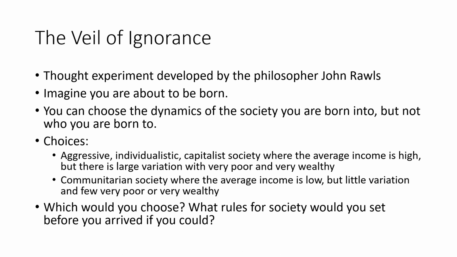On the other hand, you could be born into a communitarian society where the average income is going to be low, but there's little variation. There's very little difference between the very poor and the very wealthy. And maybe there are a lot of social safety nets in place for even the very poor, so nothing bad is going to happen to them. So which would you choose? Would you roll the dice and go with the aggressive individualistic society where most likely you're going to live a really good life, but there's a small chance that you will suffer greatly? Or will you go to the communitarian society where the average income is low, everyone kind of struggles to get by, but nobody really suffers greatly?